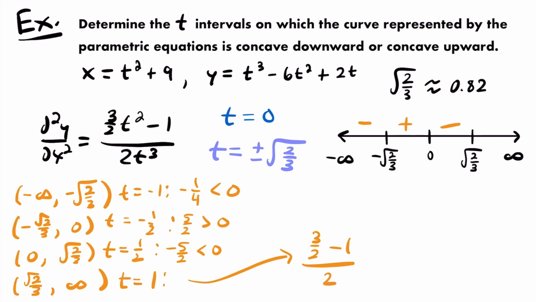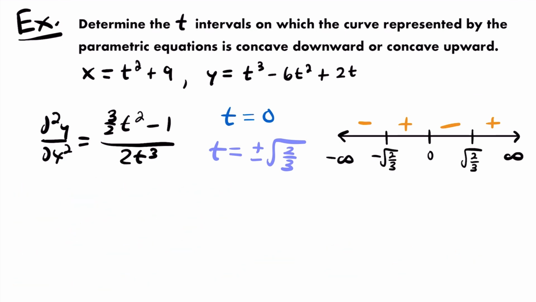So we have 2 in the denominator. And 3 halves minus 1 is 1/2. So this is equal to 1/2 divided by 2, which will be equal to 1/4. And 1/4 is positive. It's greater than 0, which means that for this interval, our curve will be concave up. The second derivative is positive. All right, and so now we have determined the concavity for each of these intervals on our number line. Now all we have to do is finalize our answer.